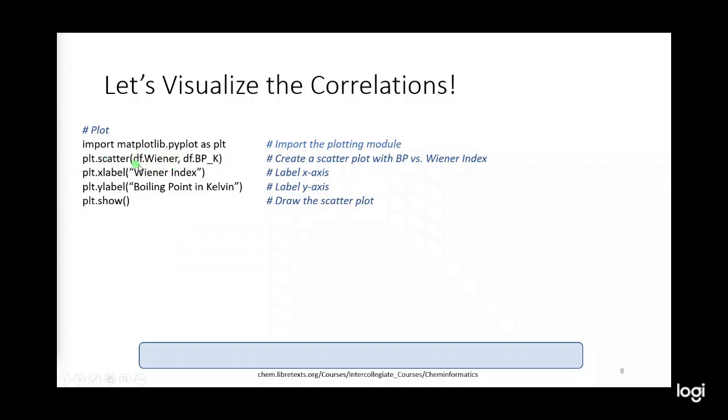Data for x-axis, data for y-axis. Scatter function for plotting a scatter plot. The third line labels the x-axis as winner index. The fourth line labels the y-axis as boiling point in Kelvin. The fifth line displays the scatter plot. The resulting plot will look like this. The winner index appears to have a correlation resembling a square root function.